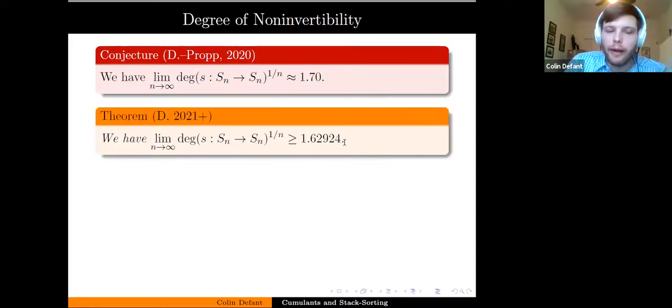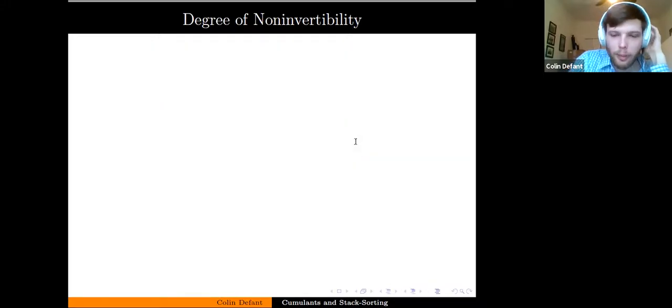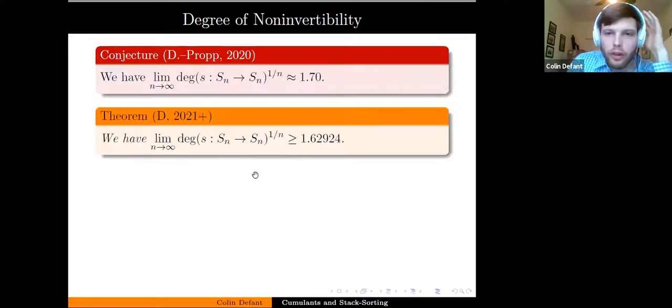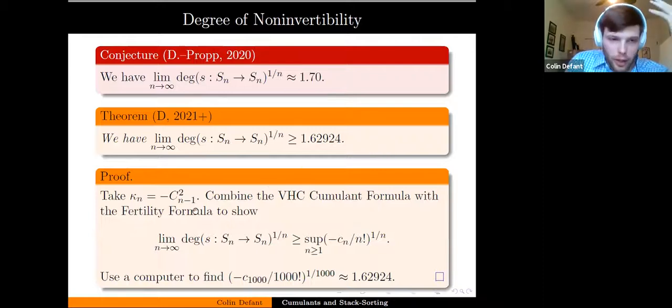Now I've improved the lower bound that we had to about 1.62924. Remember the previous lower bound was 1.12. Now it's about 1.62, which is much closer to the 1.7. And I do this by using free probability. Here I'm choosing some sequence of free cumulants by letting kappa sub n be the negative of the (n-1)st Catalan number squared. Again, I combine the VHC cumulant formula with the fertility formula in the right way.